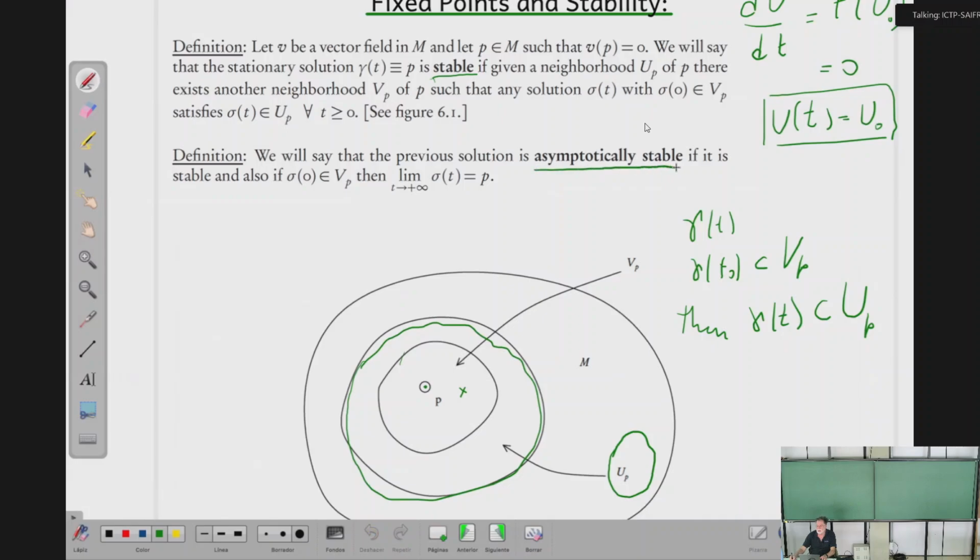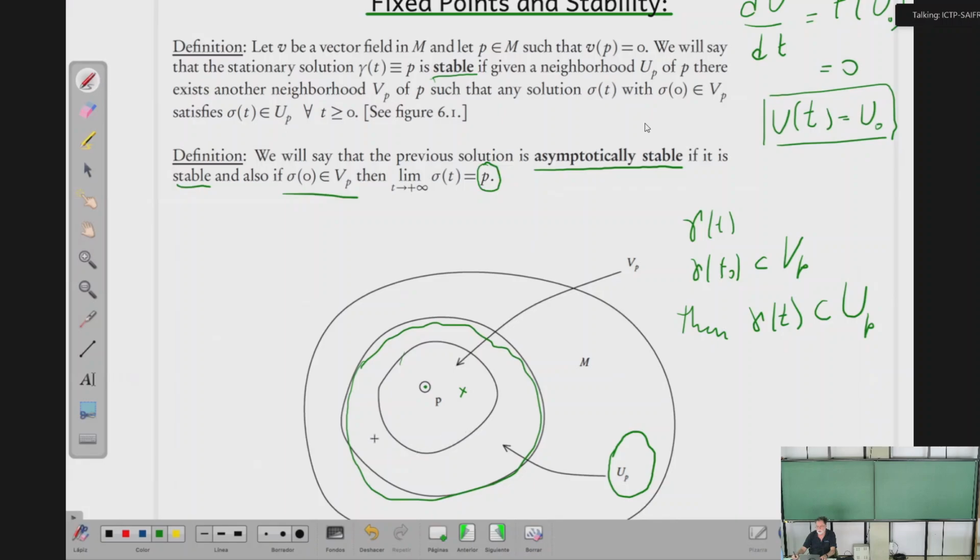This is a stronger condition. So a solution is asymptotically stable if it is stable first, so it has the same property, and also the solutions that you start in this neighborhood Vp. So it's asymptotically stable if there is a neighborhood Vp such that if you start inside Vp, the solution when you take t going to infinity goes to p. So this is an attractor.